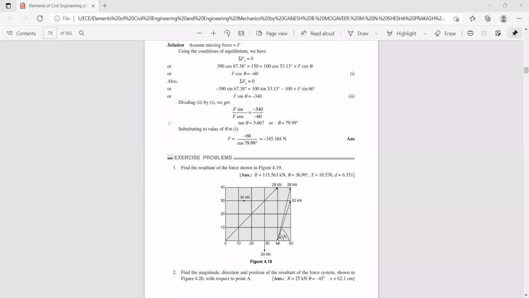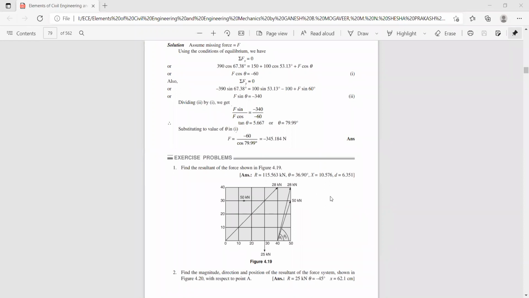Now theta 3, let us call this theta 3. The 28 kilonewton force makes an angle theta 3 with respect to the x-axis. It is 4 by 1, so tan inverse 4 is theta 3. How much is it? 75.96. Okay, so write down theta 1, theta 2, theta 3. Theta 1 happens to be 45, theta 2 is 71.56, and theta 3 is 75.96. Whatever values you get, write them down.